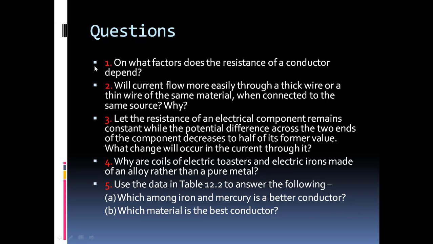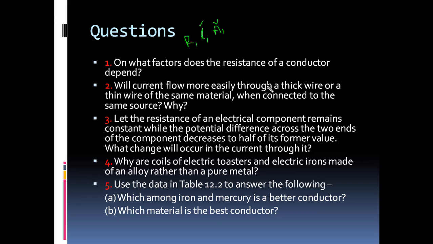Here are some more questions that we need to solve. First question, on what factors does the resistance of a conductor depend? Length of the conducting wire, area of the conducting wire, and nature of the conducting wire. It depends upon its length, area, and nature of the conducting wire. Okay, so these are the three factors.